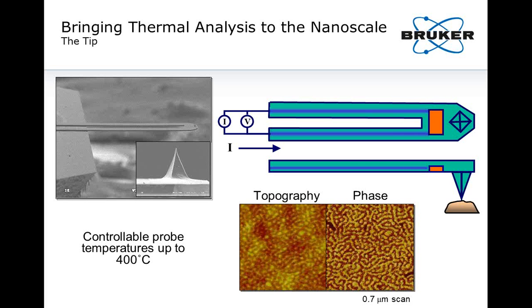The schematic drawing on the top right of this slide shows how this probe is designed to be able to be heated by passing a current through it. At the same time, this is a sharp probe, a sharp AFM probe. The images at the bottom prove it, which are microphase separation images of a block copolymer, where the tapping phase image clearly shows the microphase separation. It's a 700 nanometer image.